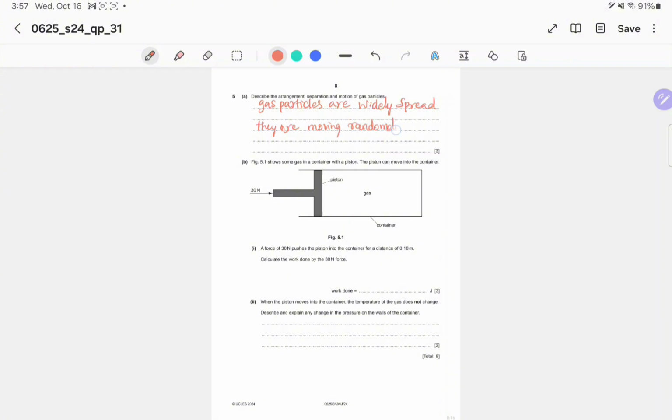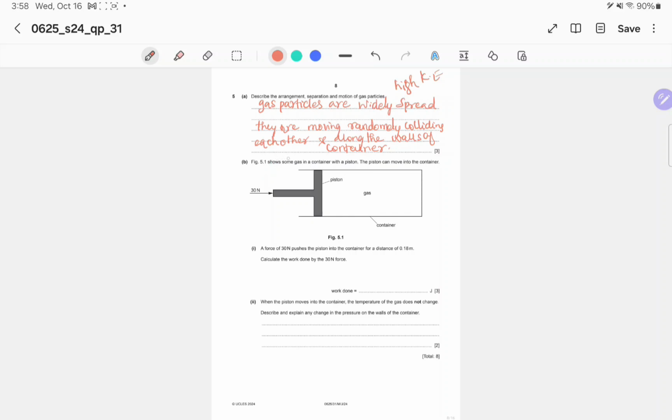Colliding with each other and along the walls of the container. These are the properties. And they have high kinetic energy to move and hit the walls. One more point if you want: they have high kinetic energy.